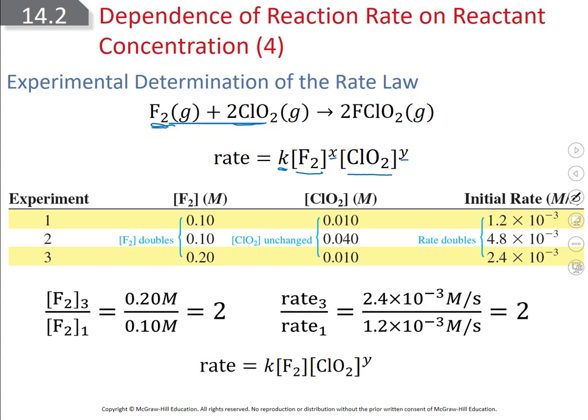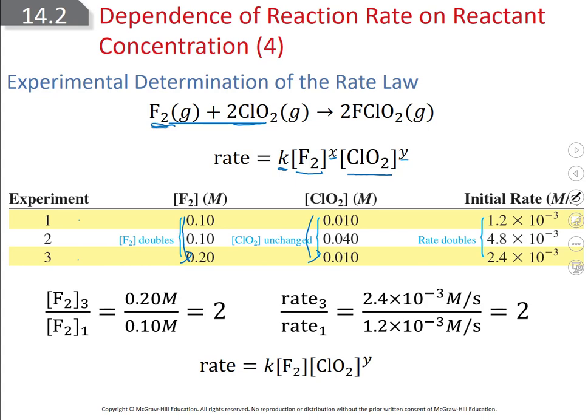So here we have some experimental data. I've run this experiment 3 times, and in those 3 times I have changed the concentrations of my reactants and measured what my initial rate was. So in the first experiment, I have 0.1 molar fluorine and 0.01 molar chlorine dioxide. If I compare experiment 1 to experiment 3, then I doubled the concentration of fluorine while keeping the concentration of the chlorine dioxide the same.